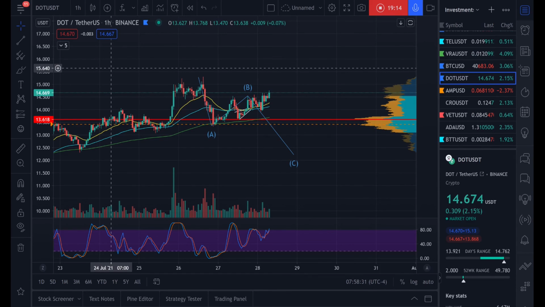If you weigh all of my analyses, I believe that the ultimate move is going to be down again to retest and then shortly to go back up. So that's what I'm going with.